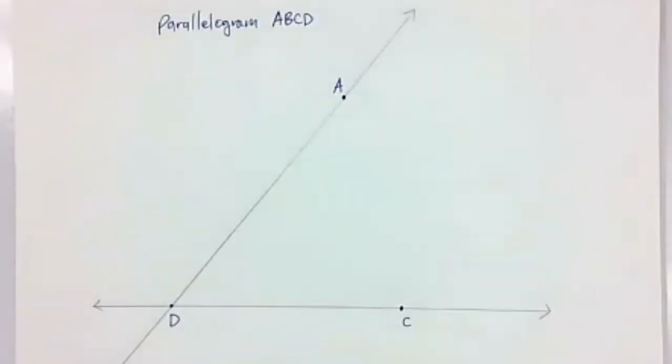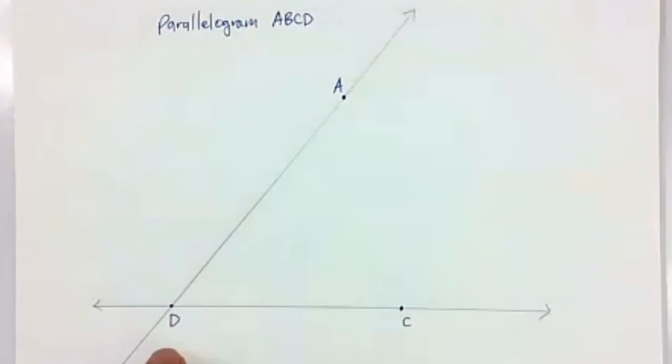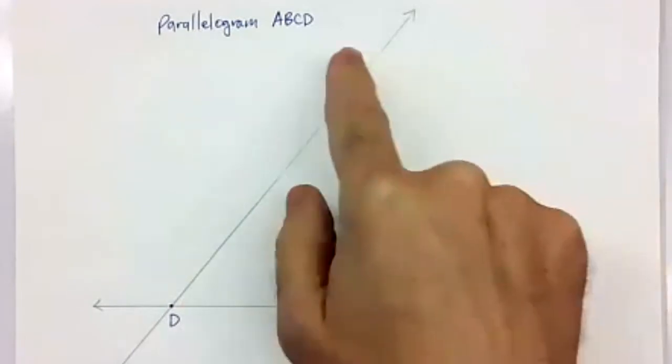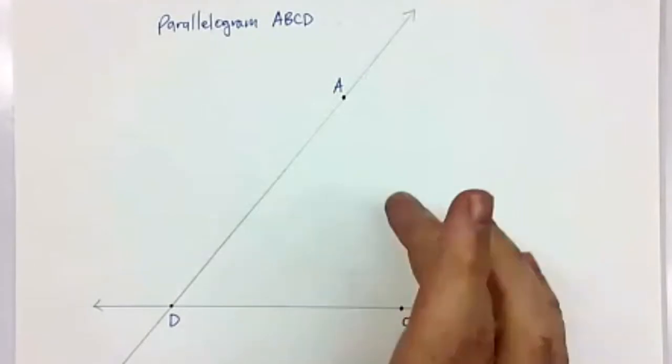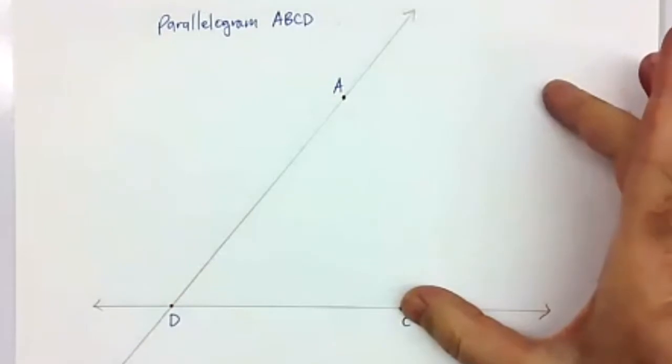Now here we have an angle ADC, and we want to construct parallelogram ABCD, right? So really what we're doing is we're looking for point B. If we find point B, then we will have a parallelogram. Using the first property of parallelograms, we know that AD is congruent to BC.